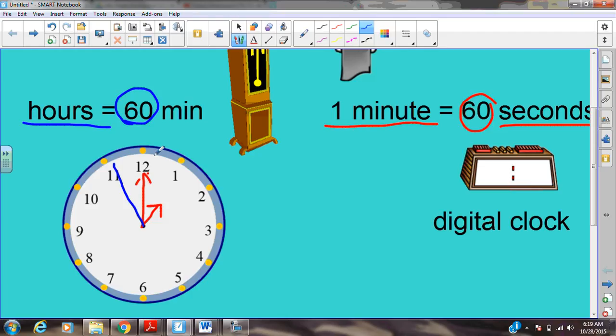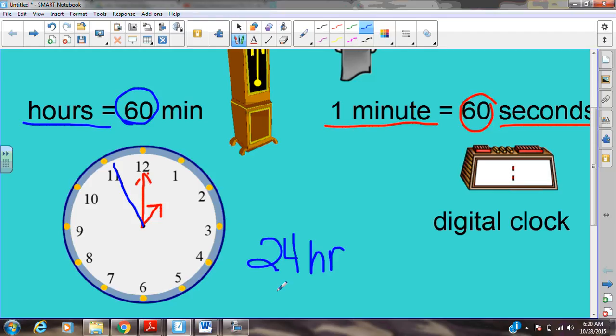Now, there are 24 hours in a day. 24 hours in a day. So the hour hand has to go around an analog clock 2 whole times before 1 whole day goes. We start out a day at 12 o'clock a.m., and so that's midnight. You're asleep when the day begins. And we go all the way around.